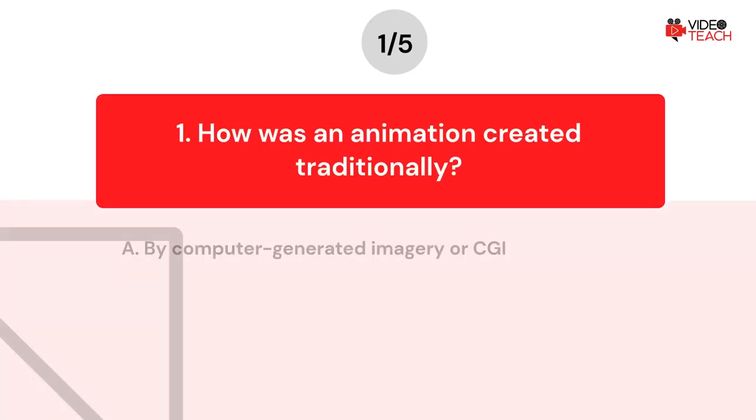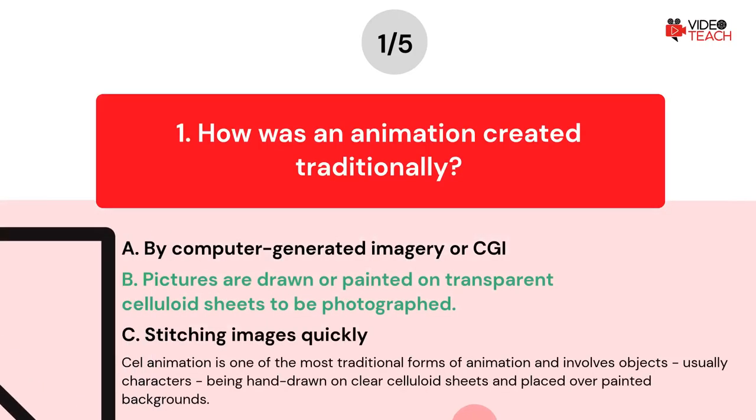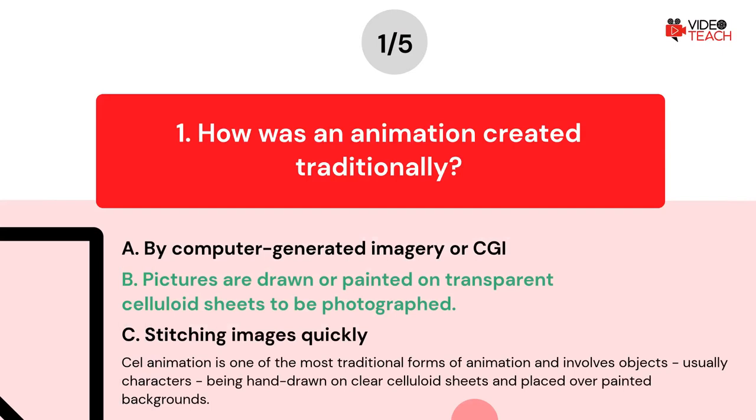The correct answer is option B. Cell animation is one of the most traditional forms of animation and involves objects, usually characters, being hand-drawn on clear celluloid sheets and placed over painted backgrounds.